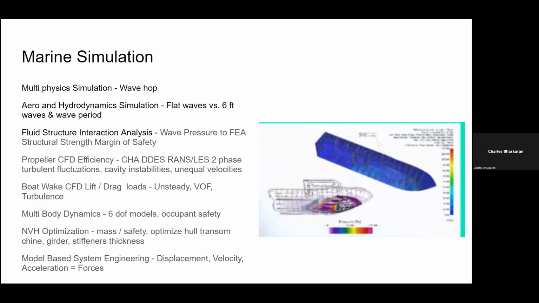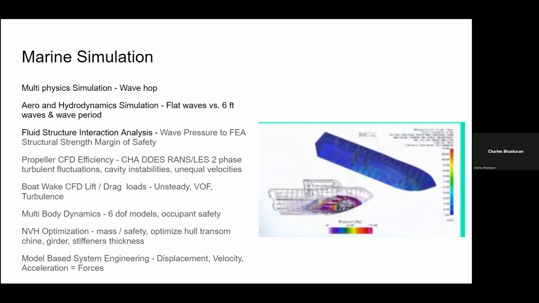And propeller CFD, I think we showed a little bit of that. This is detached eddy simulation. RANS is basically Reynolds-averaged, then large eddy simulation, two-phase flows. These are all very common today in the CFD world. So we look at lift, drag, unsteady flows, volume of fluid, turbulence, multi-body dynamics for 6 degrees of freedom, NVH optimization, and for forces, we could also do model-based systems engineering.